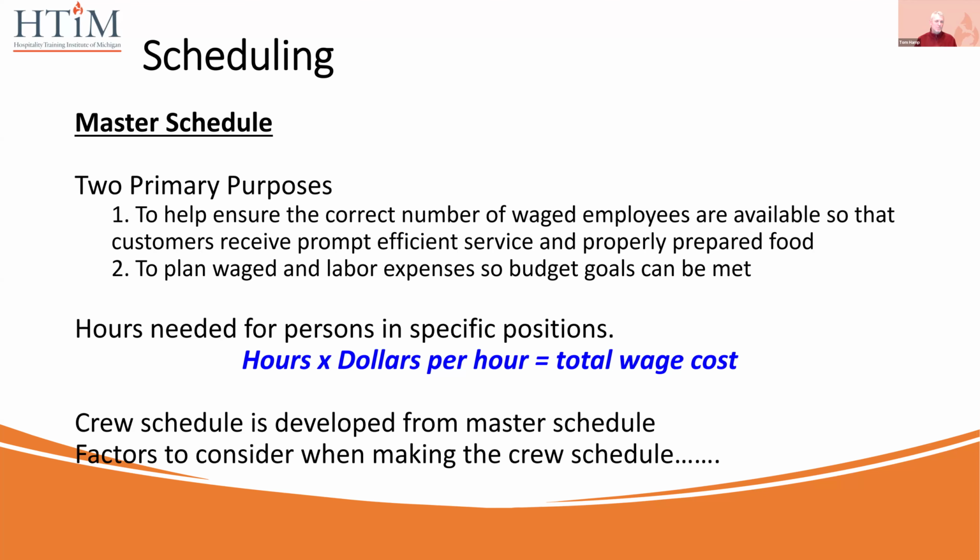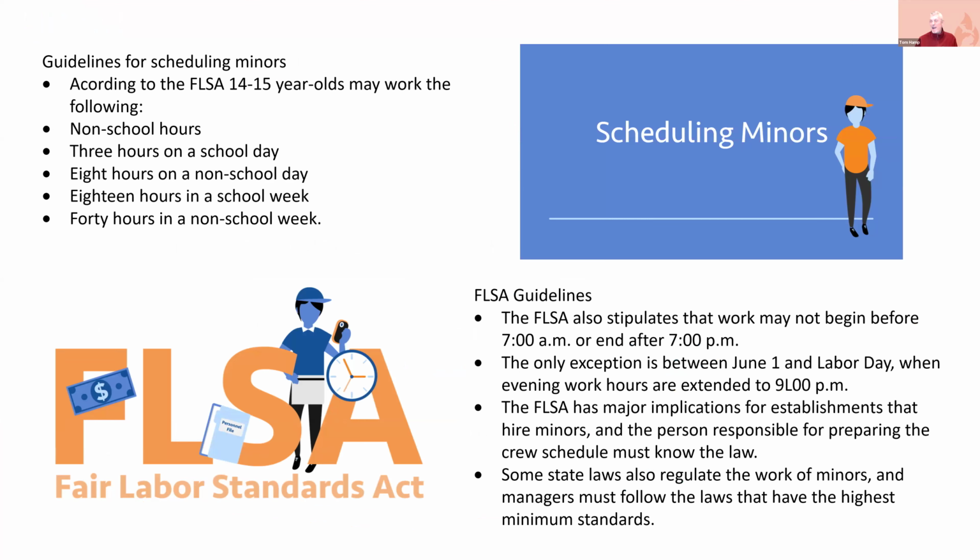And then when we're preparing that crew schedule, some of those factors should be guidelines for scheduling minors, if that's something and somebody that you employ, right? 14 and 15-year-olds, what hours they can and cannot work. And then some of the guidelines for the Fair Labor Standards Act, so when they can begin work, and when they have to go home, certainly summer hours and those types of things. So again, being up on all these rules, especially if you have younger workers, it certainly will make your life easier if you understand these and you won't schedule somebody that shouldn't be scheduled.